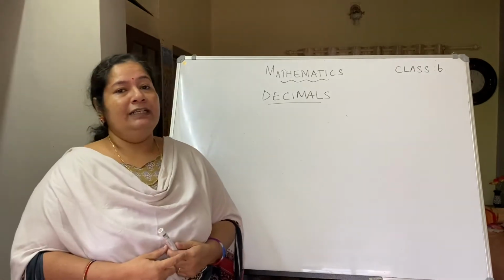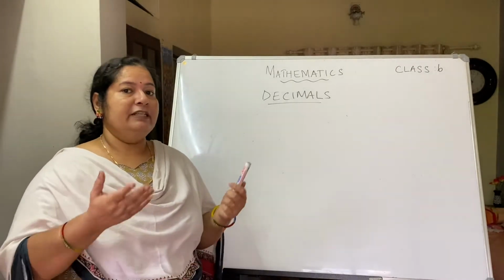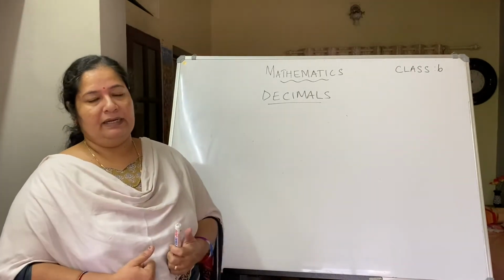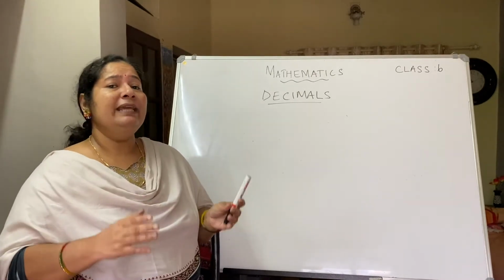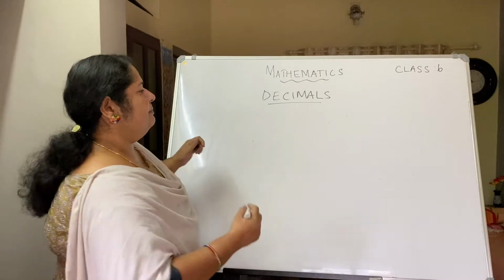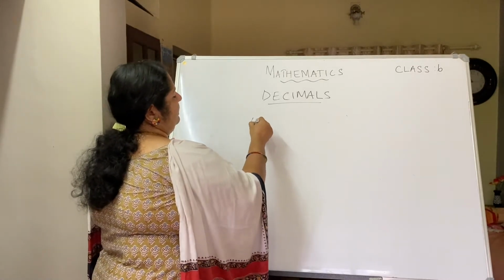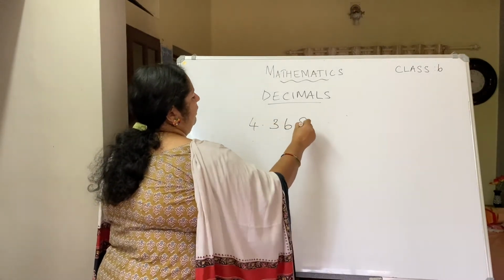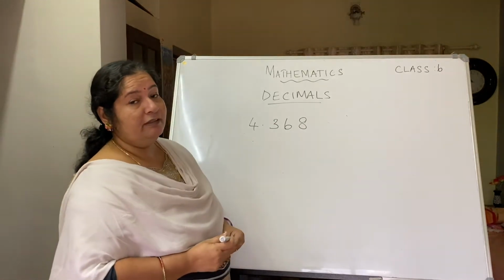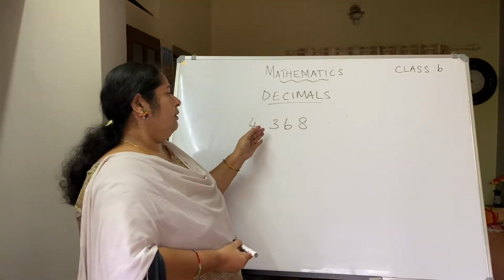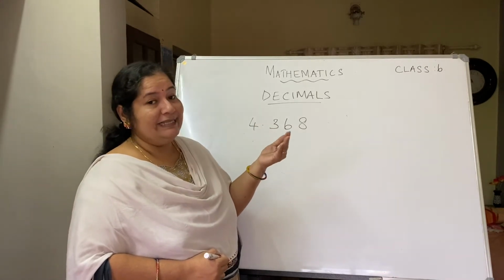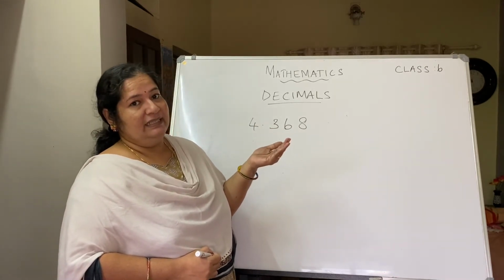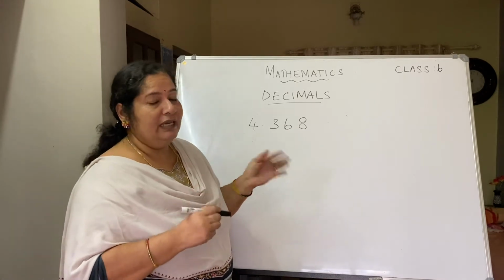Now we have learned that a decimal has got 2 parts. One is a whole number part and another is a decimal part. For the whole number part, we know the places and place values. Now let us concentrate on the decimal part. So suppose you have a number, how will you read this number as 4.3 6 8? Now after the decimal point, there are decimal places. Each is different from the other.